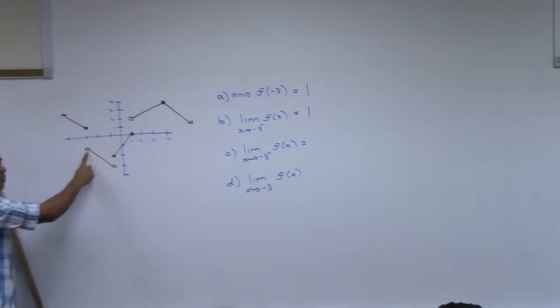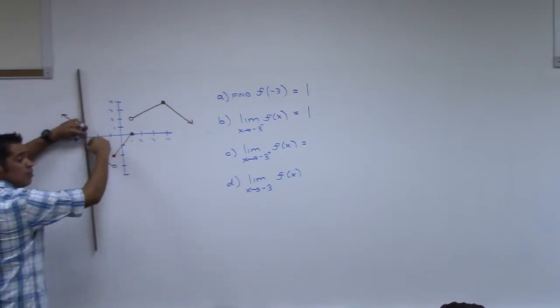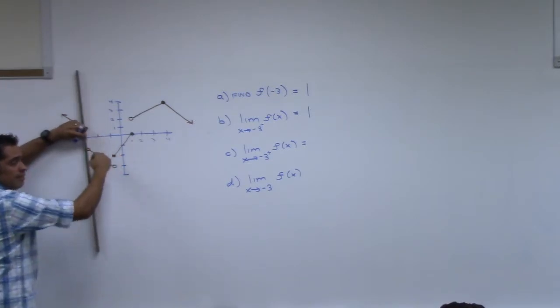get there. We don't get there, right? Because there's a hole. But that doesn't matter. The limit doesn't care what's happening at -3. Only what you are approaching. All right? So -1.